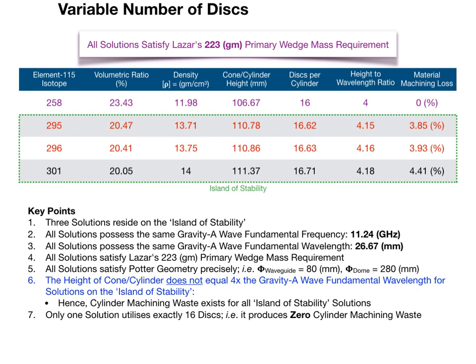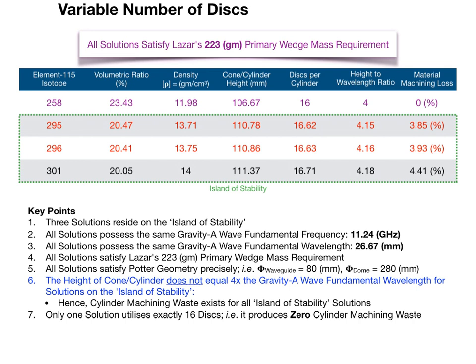The key points presented on this table are: number 1, 3 solutions reside on the island of stability. Number 2, all solutions possess the same gravity A wave fundamental frequency. Number 3, all solutions possess the same gravity A wave fundamental wavelength. Number 4, all solutions satisfy Lazar's 223 gram primary wedge mass requirement. Number 5, all solutions satisfy Potter geometry precisely.